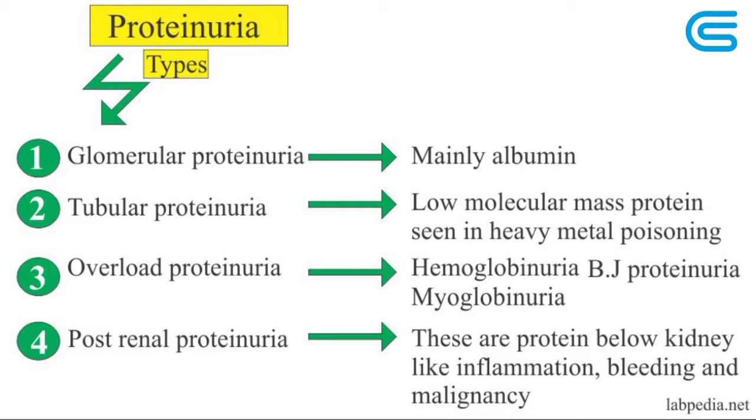pyelonephritis, heavy metal poisoning, tuberculosis of the kidney, interstitial nephritis, cystinosis, Fanconi syndrome, and rejection of kidney transplant. When you have undergone some kidney transplant and your body has rejected the kidney, you will have tubular proteinuria.